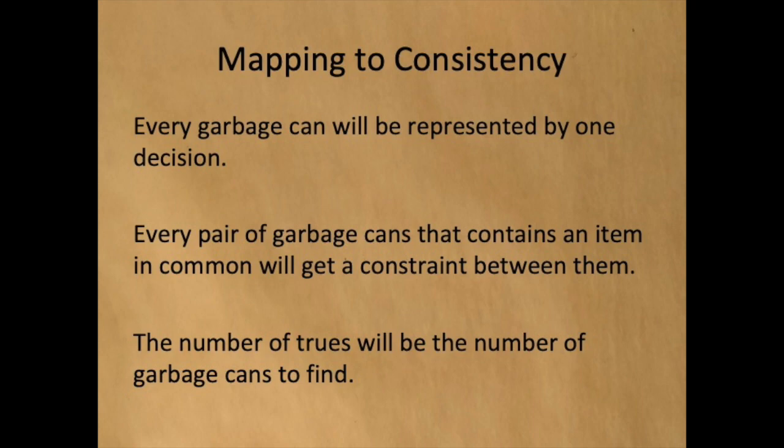Now we will show how to map garbage can packing problems to consistency. Every garbage can will become a decision. Every pair of garbage cans that contains an item in common will get a constraint between them. And the number of trues will be the number of garbage cans to find.